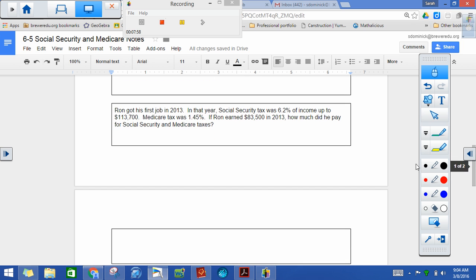Ron got his first job in 2013. In that year, Social Security tax was 6.2% of income, which is the same as above, up to $113,700. Medicare was 1.45%. If Ron earned $83,500 in 2013, how much did he pay for Social Security and Medicare? Okay, so the same deal. Here's my Social Security. The percentage for Social Security was 6.2, so 0.062 is my decimal. I'll multiply that by his income because it was less than the maximum taxable income.